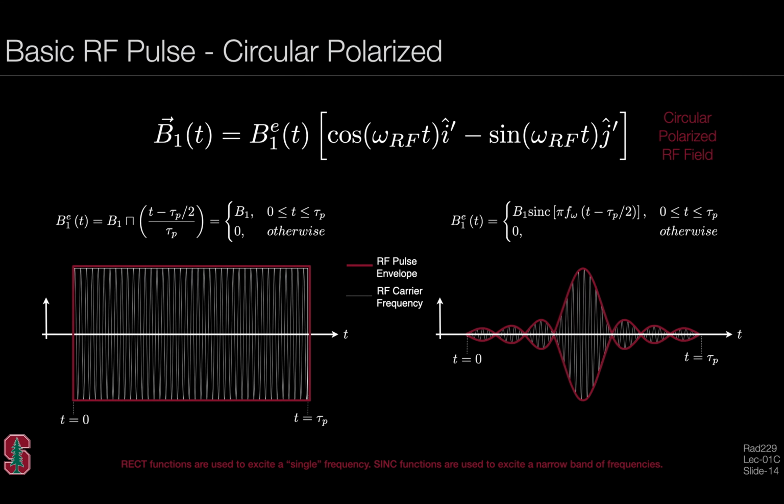And then we've seen some examples of this already, but we can also modulate the RF carrier frequency by a different envelope function, in this case a sinc function. And this has certain properties that are useful, for example, in trying to excite thin slices, which we'll see more of when we discuss spatial localization.